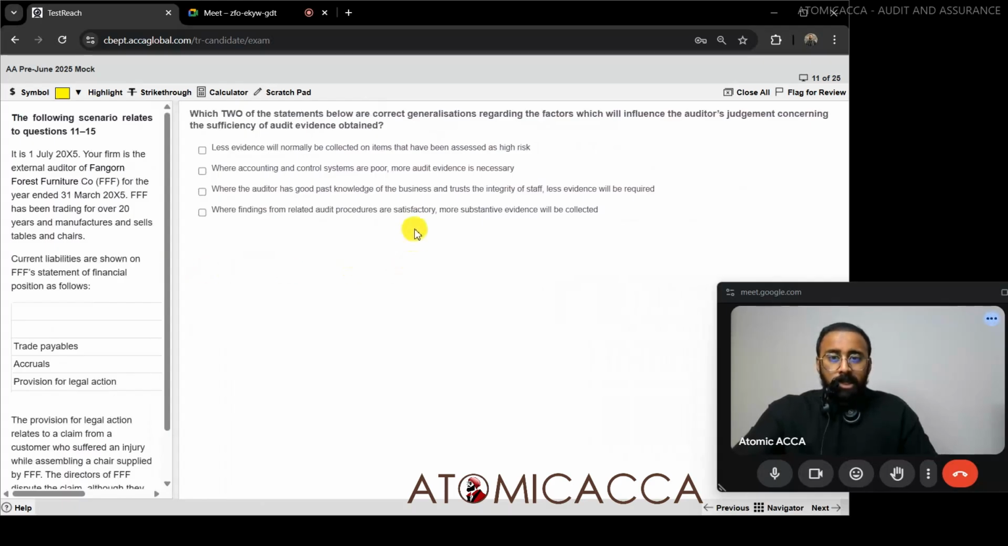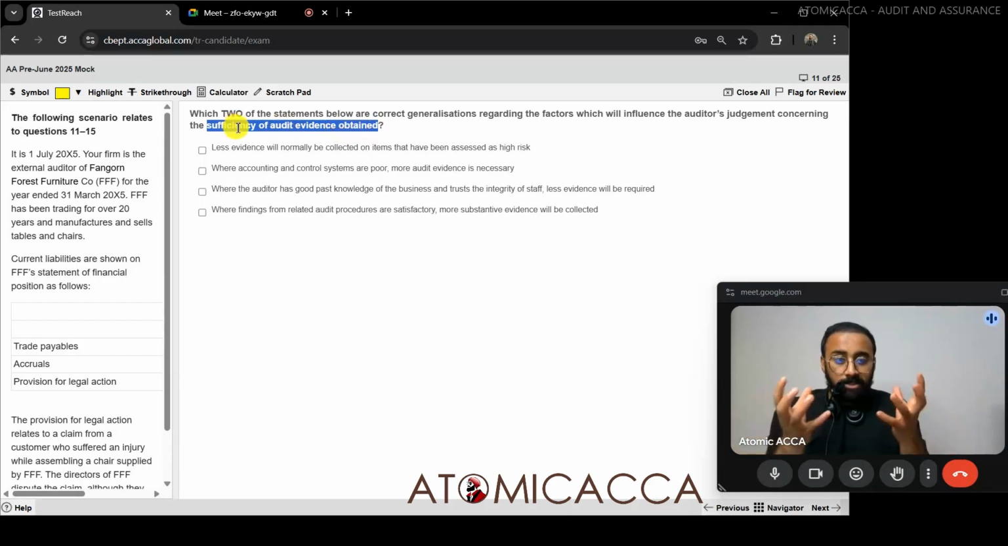Based on the question. Which two of the statements below are correct generalizations regarding the factors which will influence the auditor's judgment concerning the sufficiency of audit evidence obtained? Two statements I have to find out. Sufficiency means sufficient quantity. So generalizations about the quantity of evidence obtained. You have to find two statements which are correct.